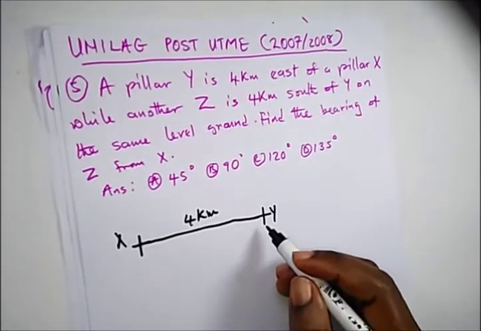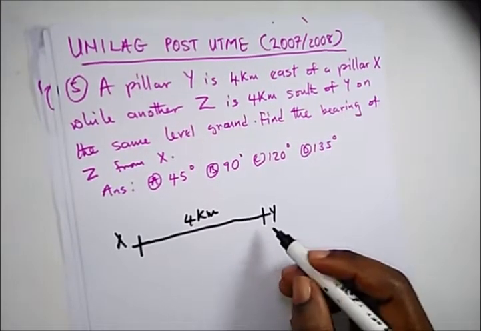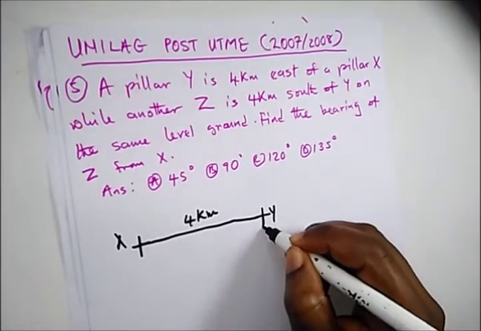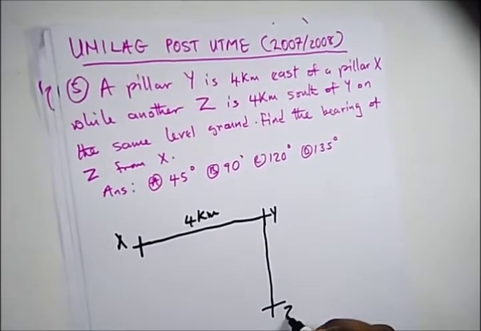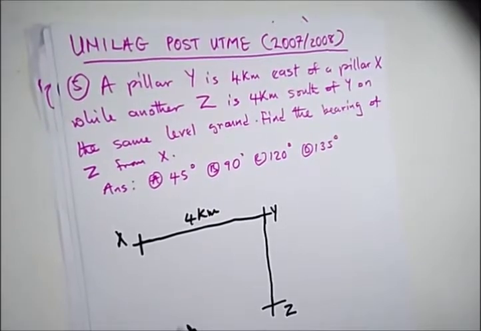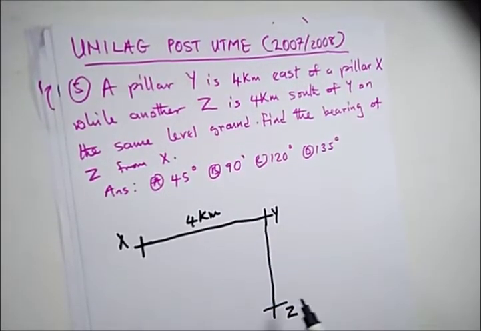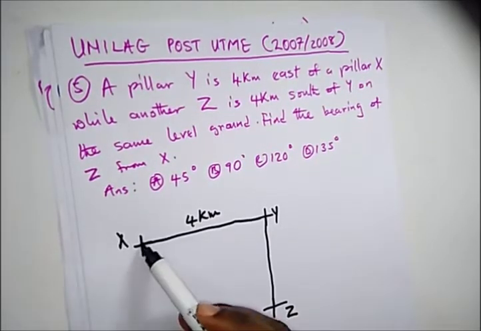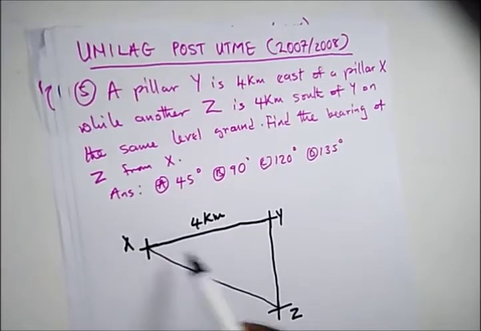While another pillar Z is 4 kilometers south of Y. South, this is south. This is Z. The question says on the same level ground. So the question says find the bearing of Z from X. The bearing of Z from X, that's this bearing. We should find the bearing.